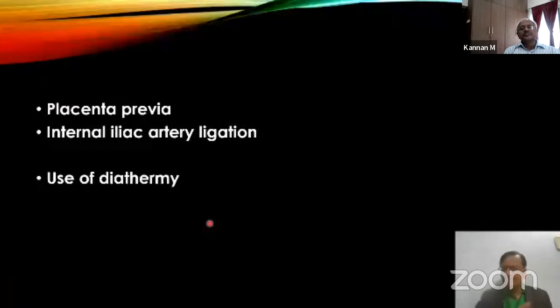Use of diathermy has completely revolutionized blood transfusions. Internal iliac artery ligation in placenta previa. That is what I now give as an idea to my physicians. There is a placenta previa.